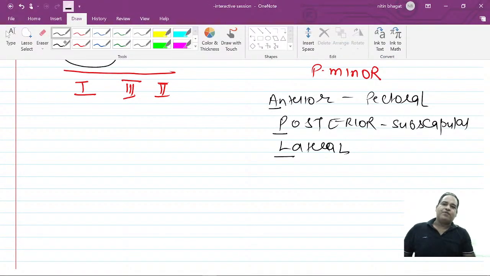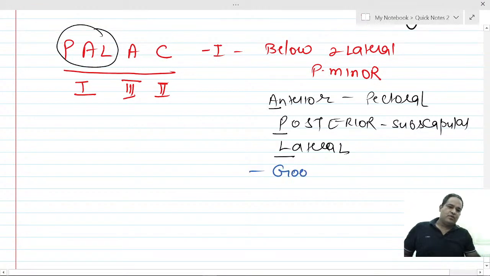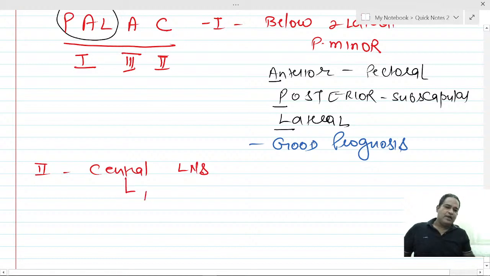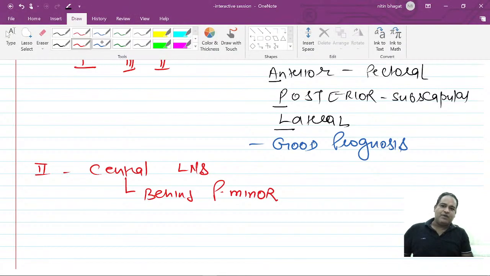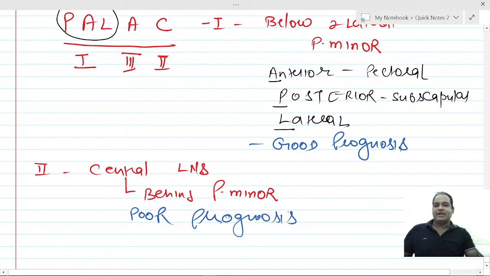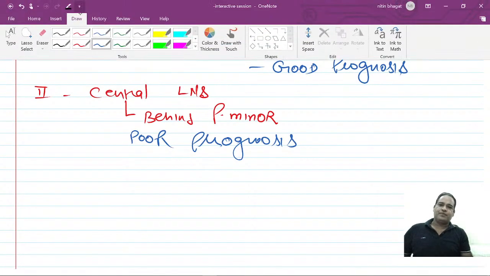So if they are involved, that indicates good prognosis. Good prognosis. Fine. Now, level 2 indicates central lymph nodes. That means behind pectoralis minor. If they are involved, that indicates poor prognosis.